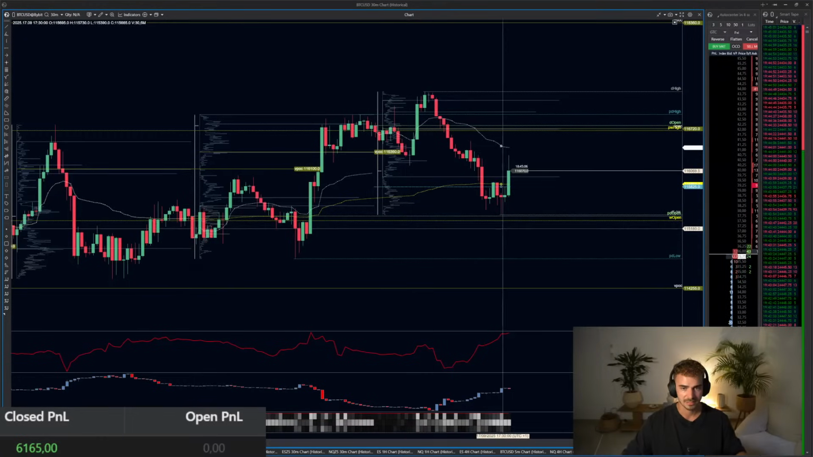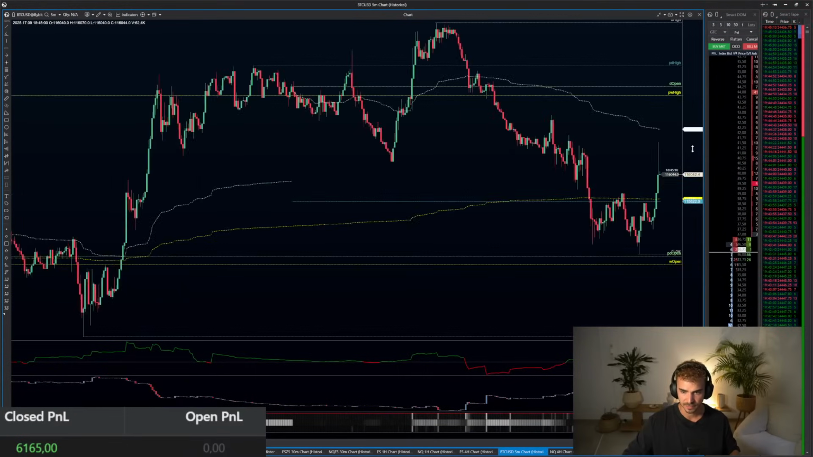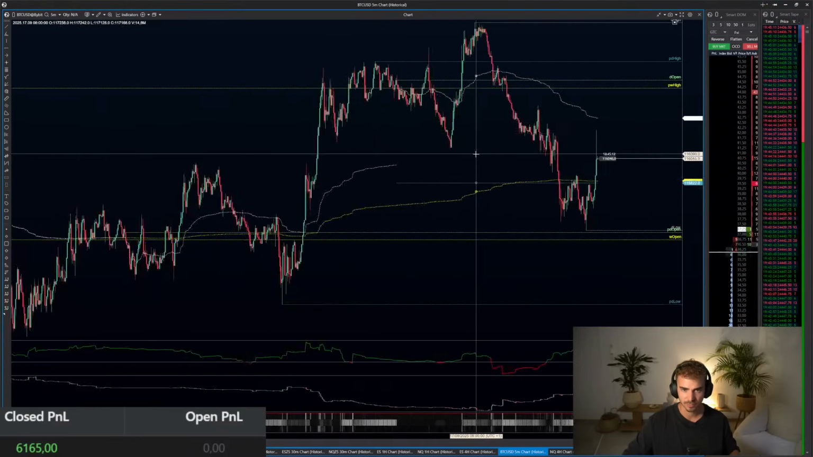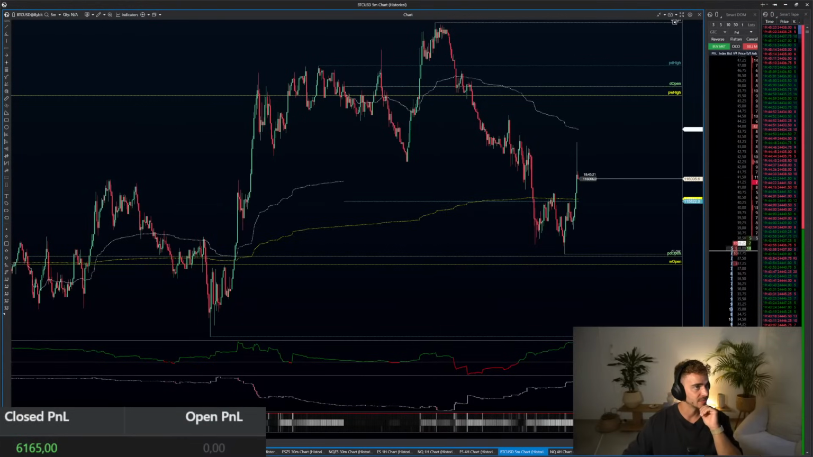Let's see. Is there anything else on the 5-minute time frame I need to be aware of? The structure here, previous demand zone. Yes, exactly. The data release is in 15 minutes.